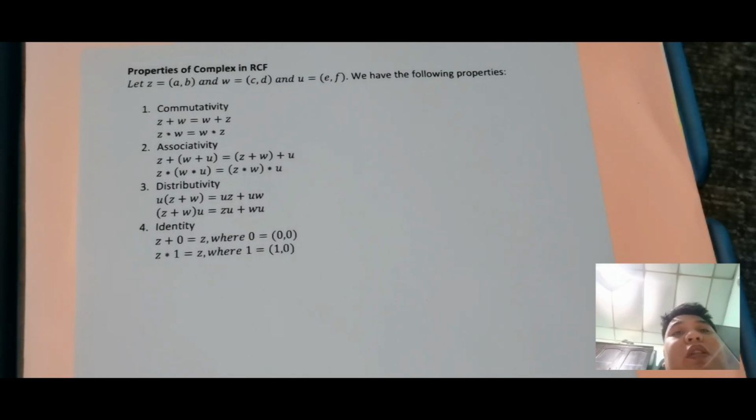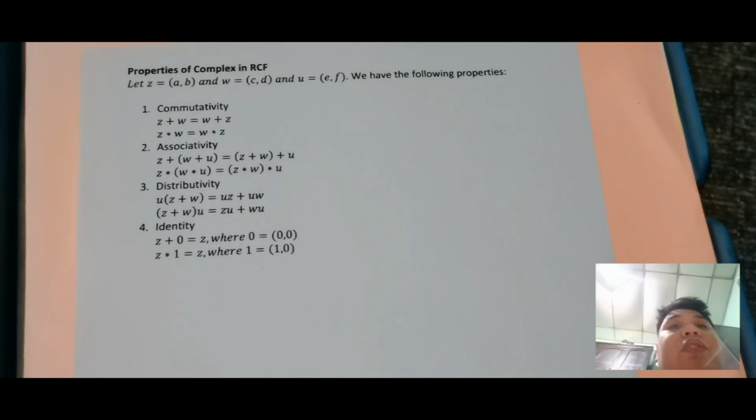Next is associativity. Z plus W plus U is equal to the quantity of Z plus W, plus U. And also, Z times W times U is equal to Z times W, yung quantity times U. Okay, then distributivity, ayun lang din siya. So, left and right distributivity, ayun yun. Then the identity. So, the identity element, pag addition, is 0 or (0, 0) in terms of RCF. Then the identity element, pag multiplication, is (1, 0). Okay, or 1 pag standard form.